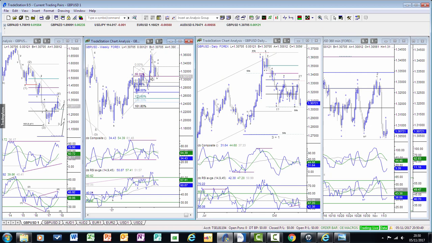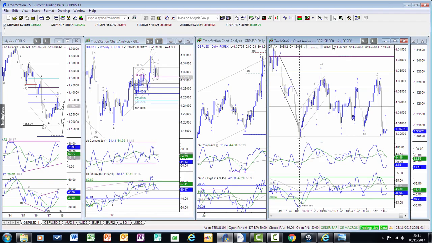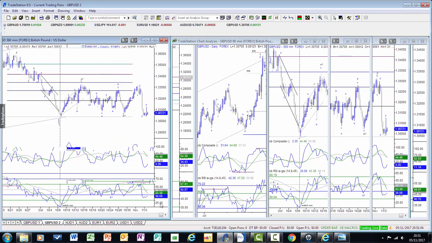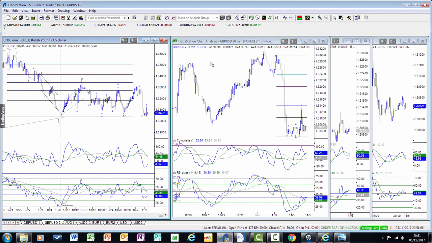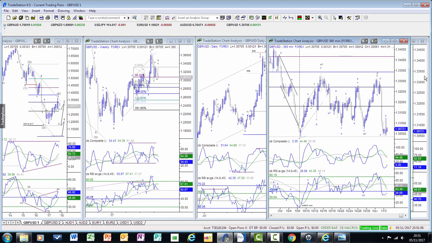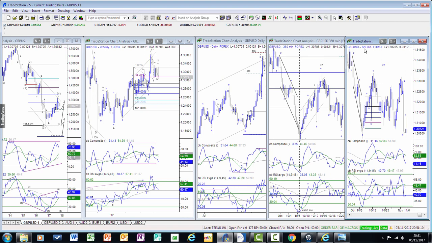But this could be labelled irrespective as a 1, A, B, C, 2, and then the market has begun to decline to the downside. Now if we look at this decline, it doesn't matter if you look at this in a 360-minute chart, or a 90-minute chart, or even a 720-minute chart. When you change time frame, remember, you do not change market position, you're just changing the perspective from which you're looking at it.